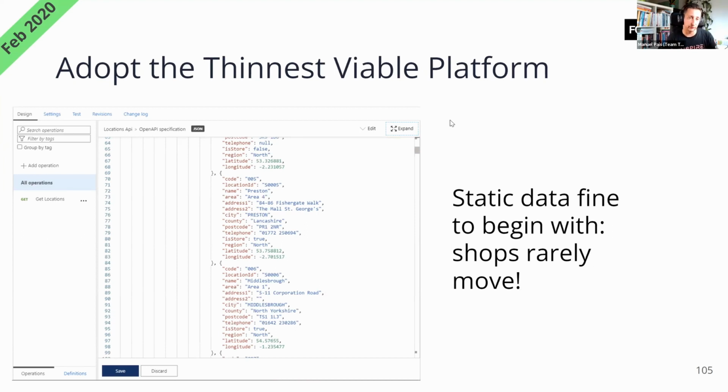Something else that they took from the book was the idea of a thinnest viable platform. So we're not trying to build this mammoth platform that does all sorts of things. We're trying to understand what do the people really need, right? And do the simplest implementation that helps teams accelerate.